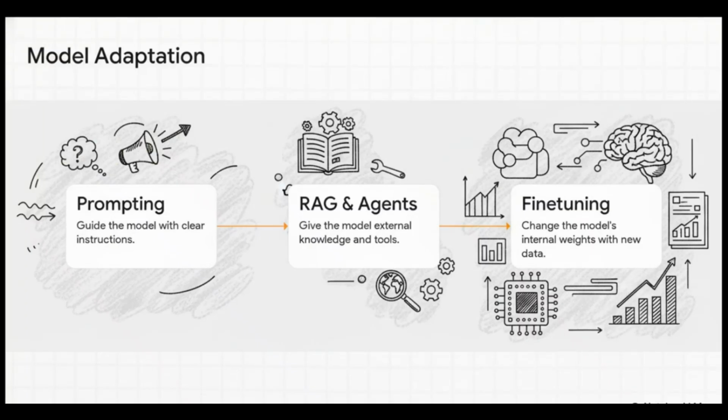The book gives us this awesome, clear ladder of techniques. You start at the bottom rung, which is the easiest and cheapest, and you only climb up when you have to. So you always start with prompt engineering. That's just giving the model good instructions.